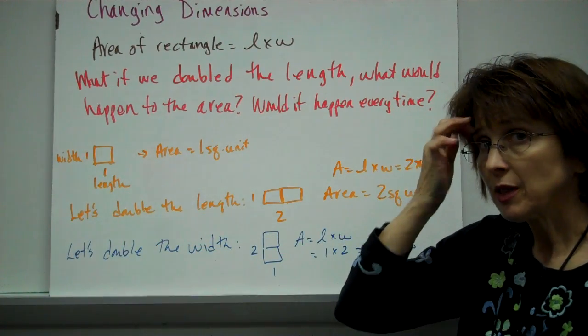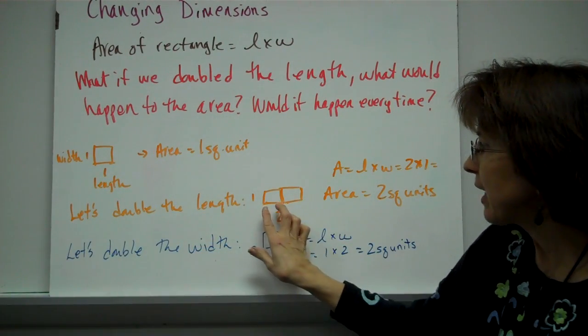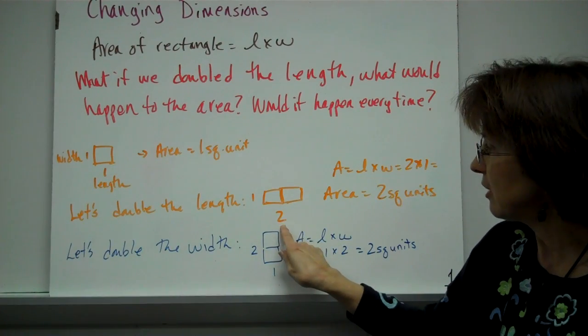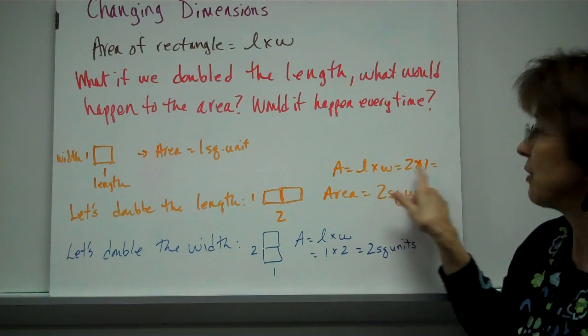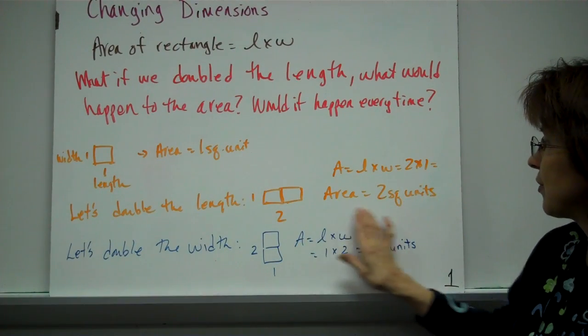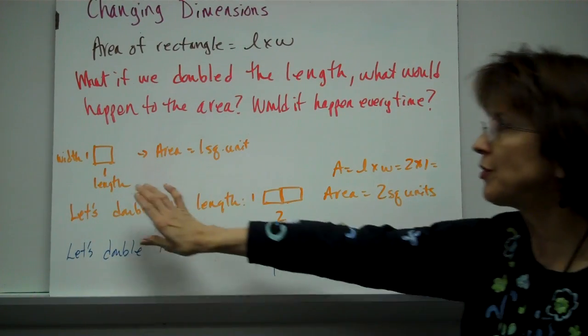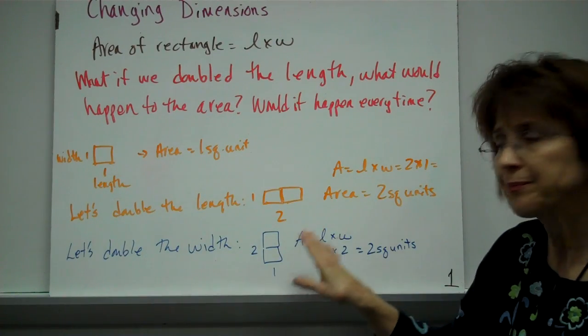Well, let's go ahead and double the length, just the length. If we double the length, we'd have 2 going across. So our length would be 2, our width would be 1. The area then would be 2 times 1, which is 2. It's real simple. So the area is 2 square units. So when we doubled the length, we doubled the area.